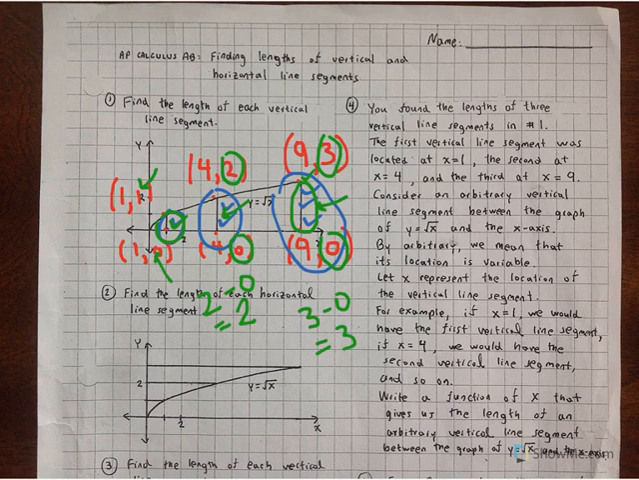So what we observe is that we can find the length of a vertical line segment by looking at the y-coordinates of the top and the bottom endpoints and then subtracting them in the order top minus bottom.